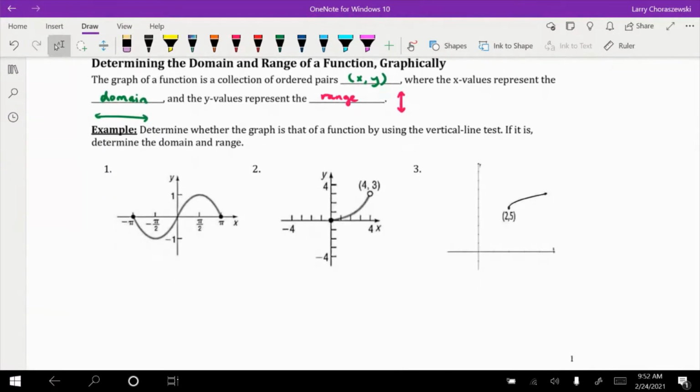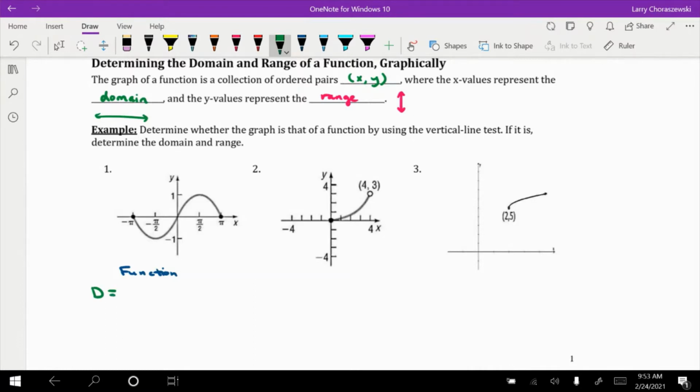Now, we have three graphs here. Let's look at graph 1. The instructions say we want to determine whether the graph is that of a function. And I believe we just established this above. So let's just take care of that real quick. This is definitely a function. It would pass the vertical line test as we saw earlier.